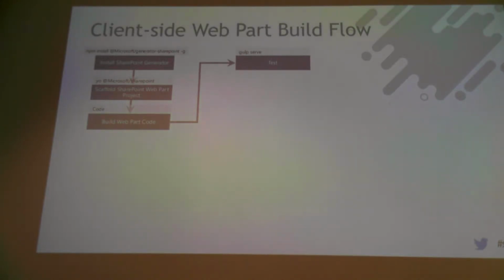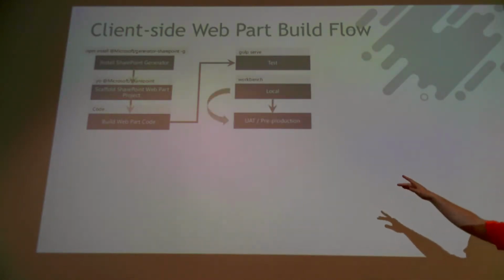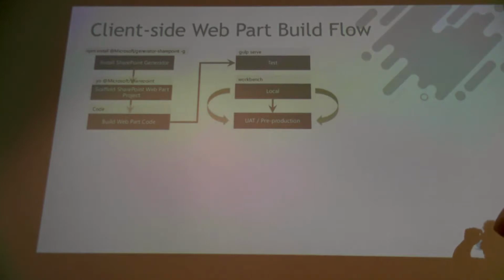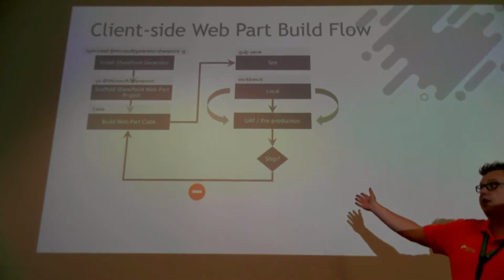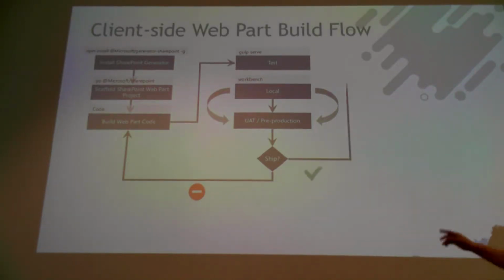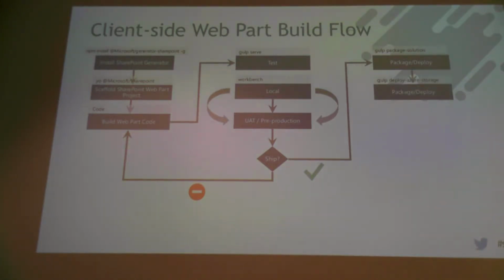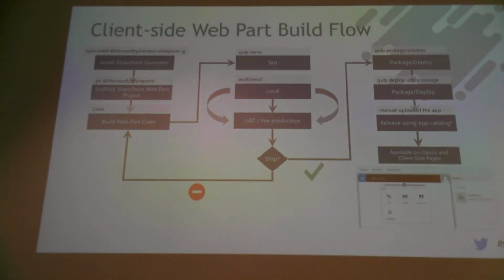Next, for testing purposes, you can use gulp serve. You can get a local workbench or an online workbench. Next, you will test it in your user acceptance testing environment or pre-production. And if it's shippable, if it's ready or not, you can decide, again, building it or fixing it, or you can ship it towards your environment by packaging and deploying. First of all, package the solution, then you can deploy it to Azure, an Azure storage account, an Azure CDN, and you have to manually upload the app package, the SPFx file, to the app catalog of SharePoint. And then it's available in SharePoint Framework, both classic and modern pages.